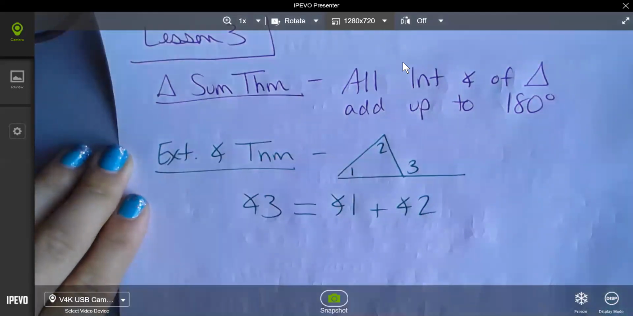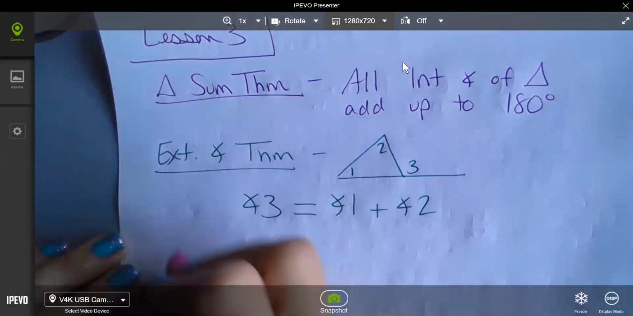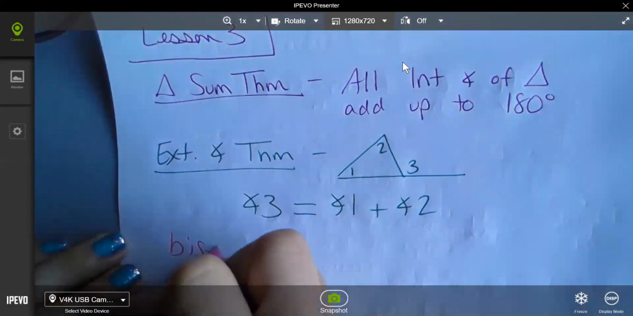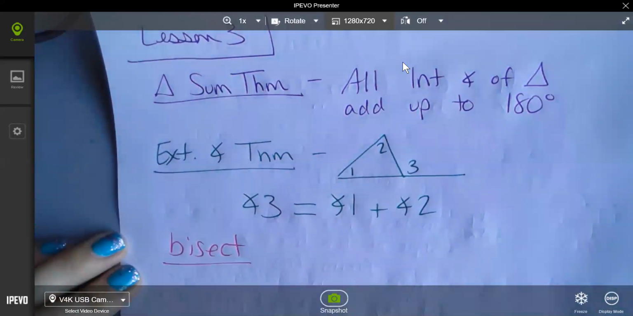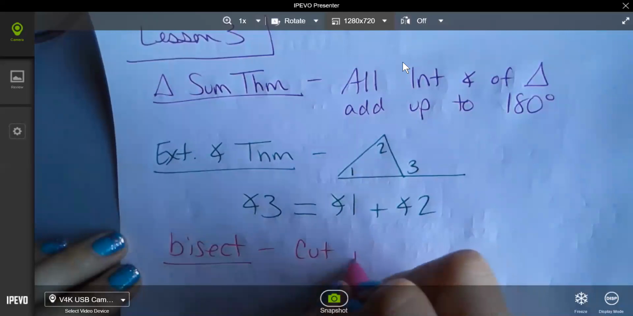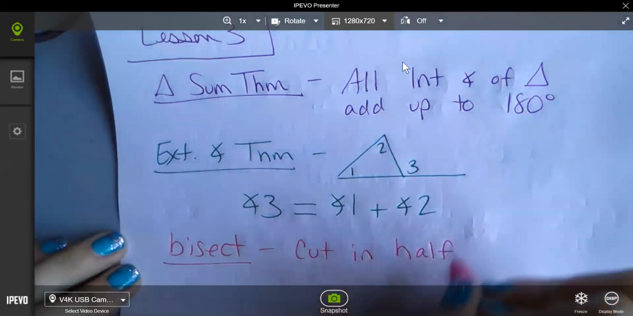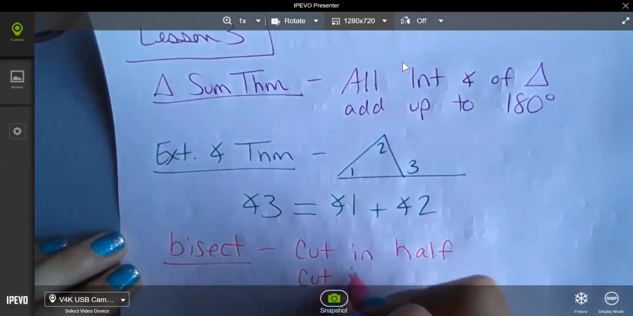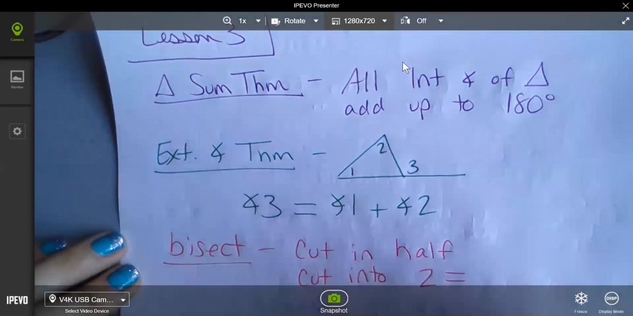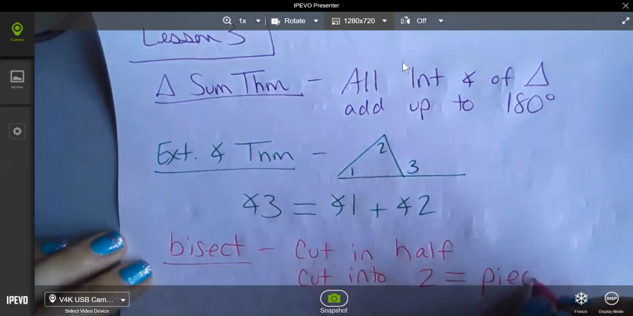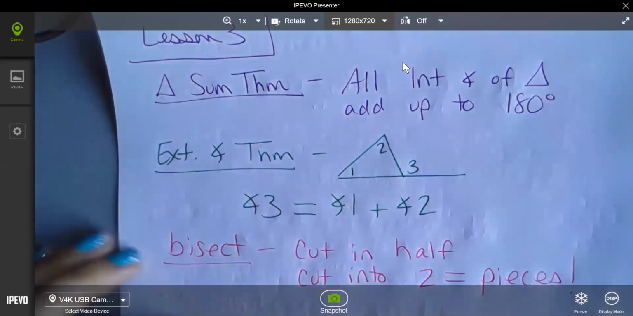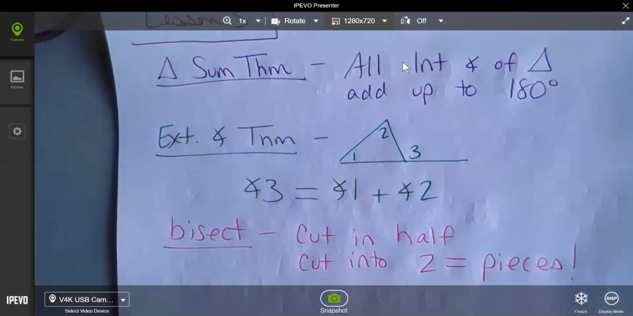And then we learned about this word bisects. To bisect something means to cut in half, or to cut into 2 equal pieces. All right, and that is our quick vocabulary review. You just need to know these words cold. All right, let's move on to the next lesson.